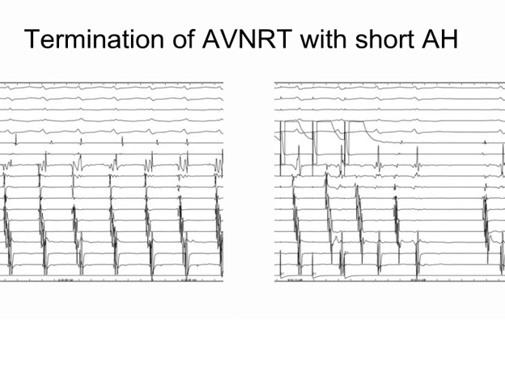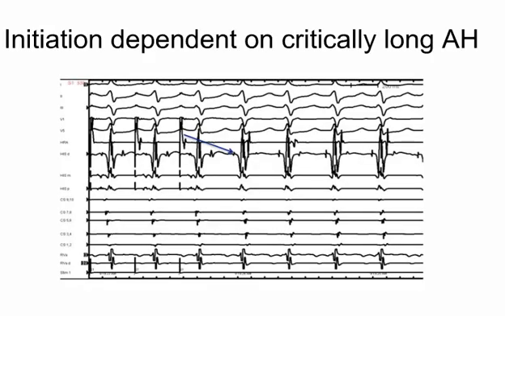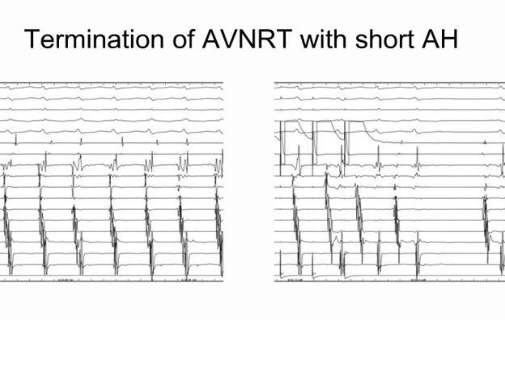Here we're pacing and we terminate it with a short AH. If we had, on the previous slide, we showed if this had been induction, if we had been trying to terminate this with the same pacing drive, but tachycardia continued with this long AH, that would also be evidence that it's AV nodal dependent tachycardia. And then when we come on and we get the short AH, it terminates.